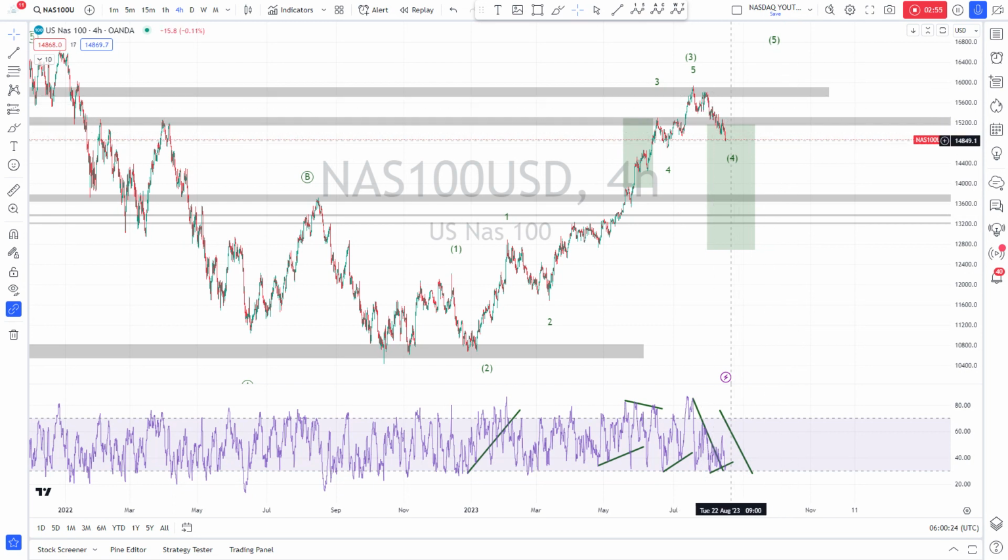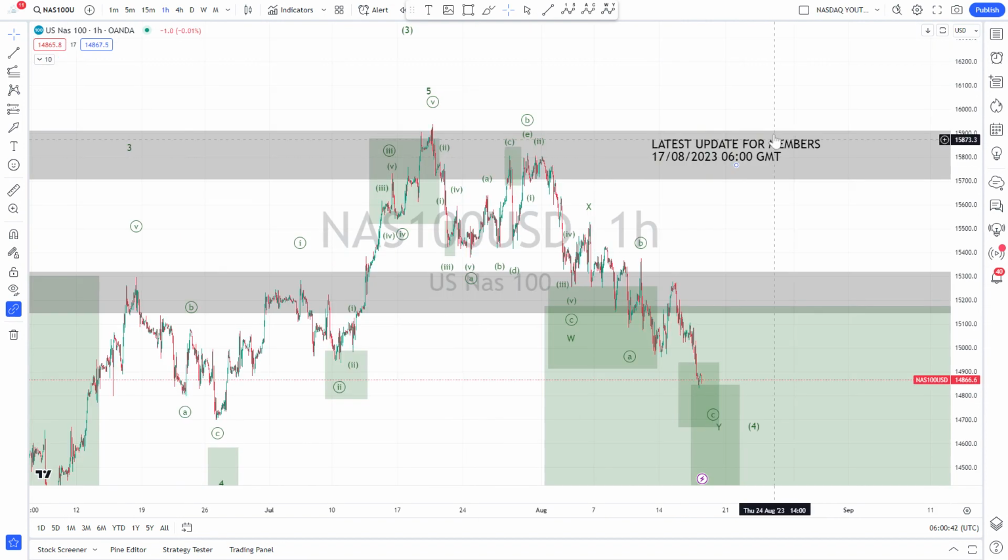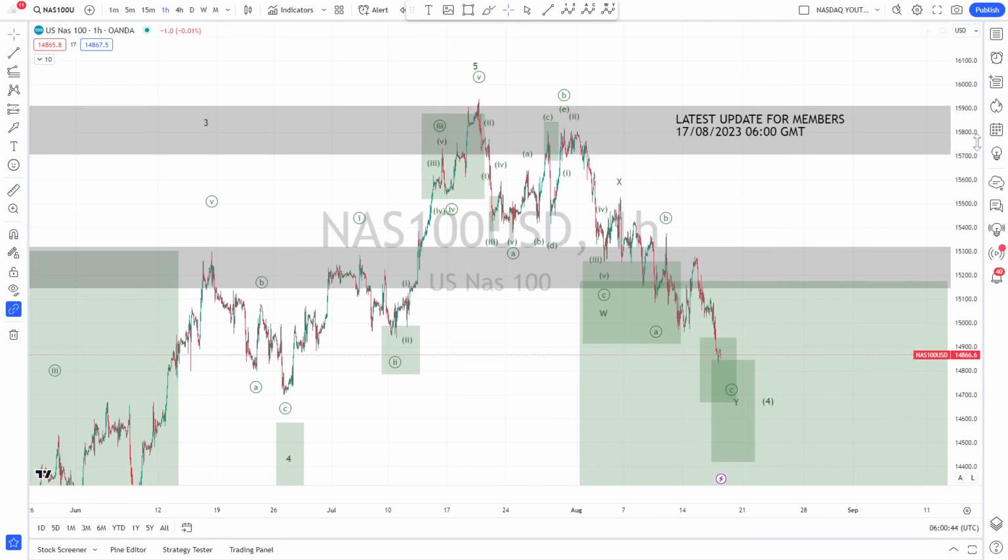My primary scenario is that we are doing this wave 4, and that this wave 4 will soon be finished, or at least the first part of a correction will soon be finished. Let's have a look at the 1 hour here.